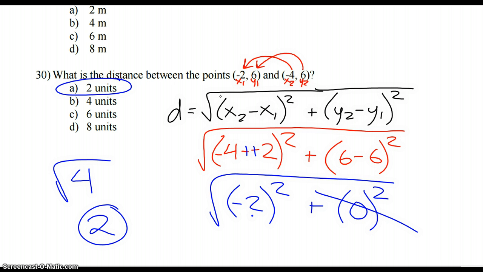So there we go. Now, like I said, you could have graphed those 2 points and formed a right triangle and found the length of the hypotenuse, or C, and that would also get you to 2. So that's another route you could have gone, but this is using the distance formula. All right, so that's it for 26 through 30.